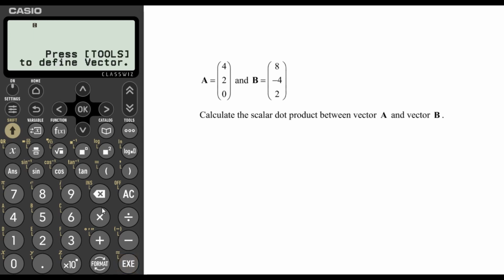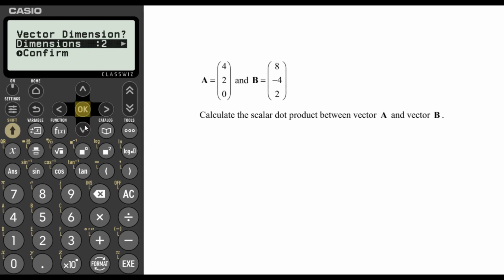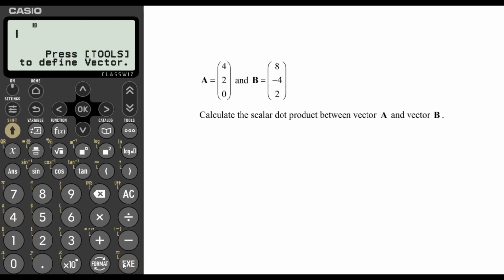We also want to define vector B. If we go to tools, we can define vector B. Vector B has 3 dimensions. It's equal to 8, negative 4, 2. Vectors A and B are stored in the calculator.